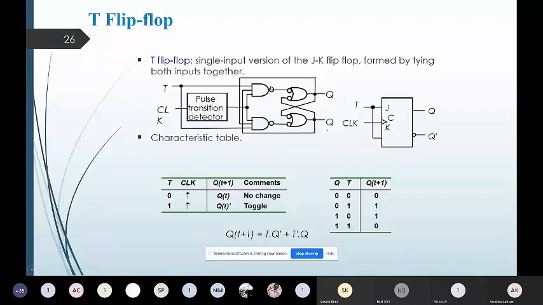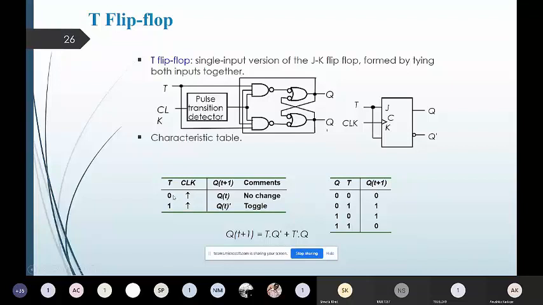So in this case, J and K inputs are tied together. As it has only one input, two possible values will be there, 0 and 1, as this is a digital input. Again, we are referring to the positive edge triggered flip-flop, so the clock is indicated with the rising arrow.